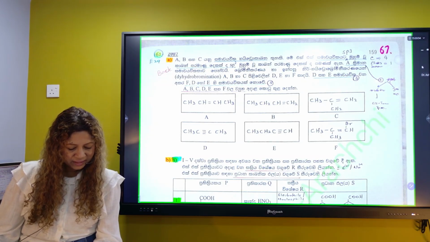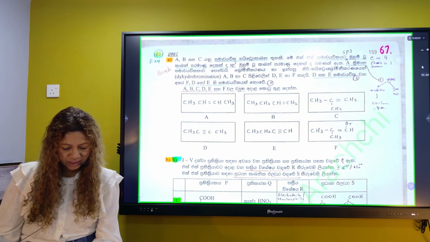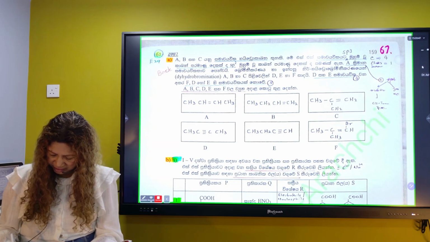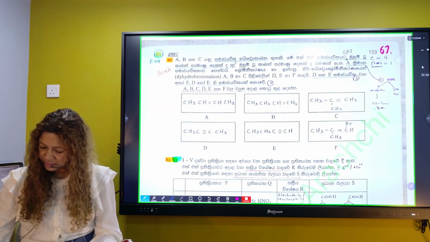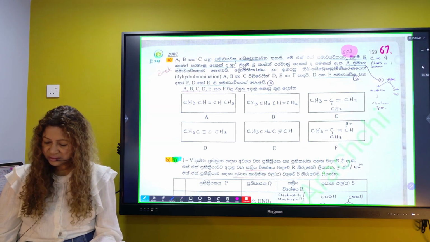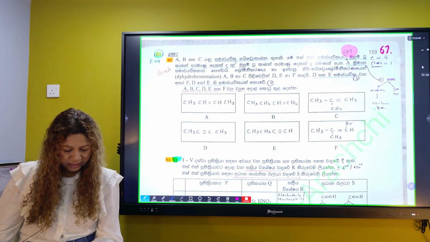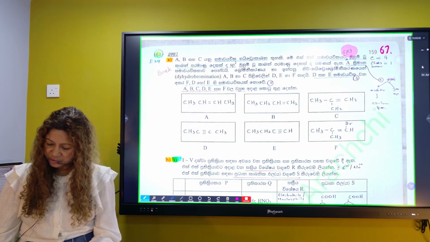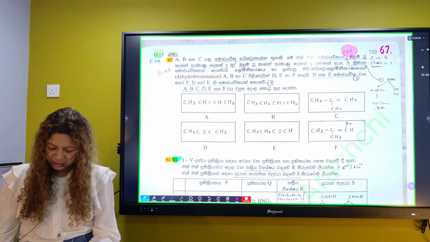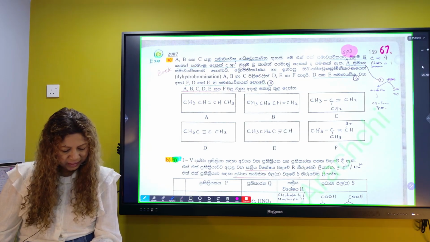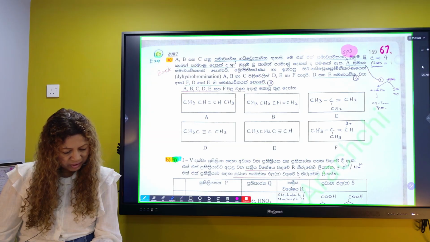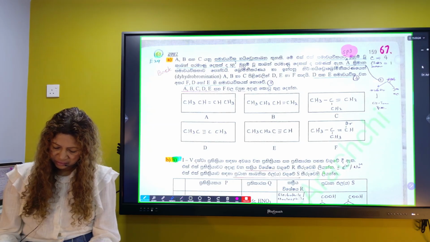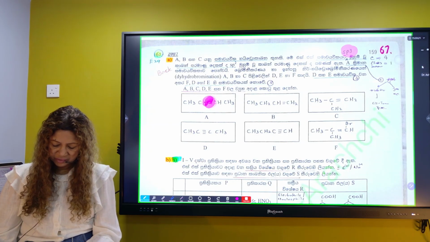A, B, and C are three isomeric hydrocarbons, each having two sp3. So if it is sp3, a carbon joins with another through 3 sigma bonds. Two of them, and then the other one is sp2. sp2 means the double bond. A shows stereoisomerism, so the cis-trans double bond is supposed to come into the middle.